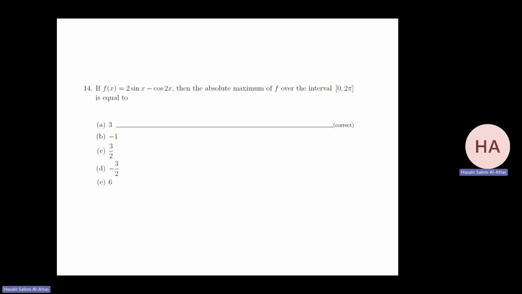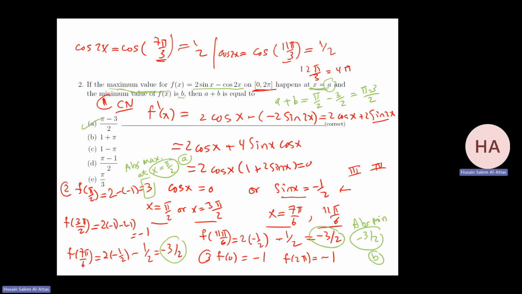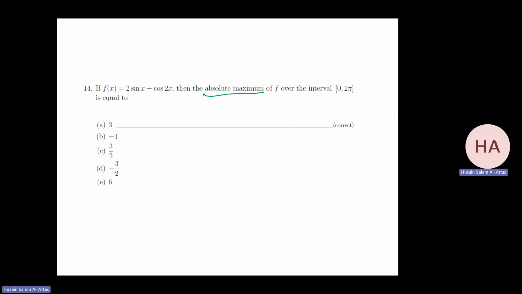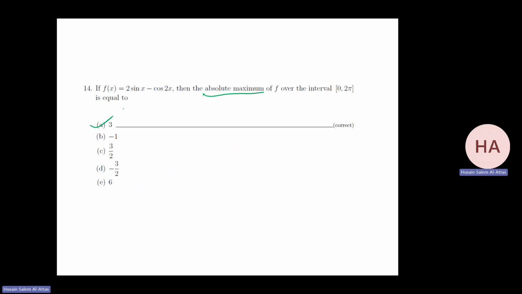Yeah, this one. I think we did this one. He wants the absolute maximum. What is the absolute maximum for this? And I think it's the same function, is it? Yeah, 2 sine x minus cosine 2x, same interval also. And the answer was what? What is the absolute maximum? It is 3. So the answer is 3. Okay.